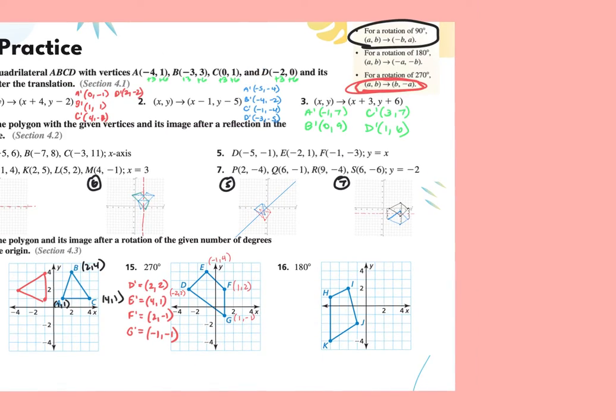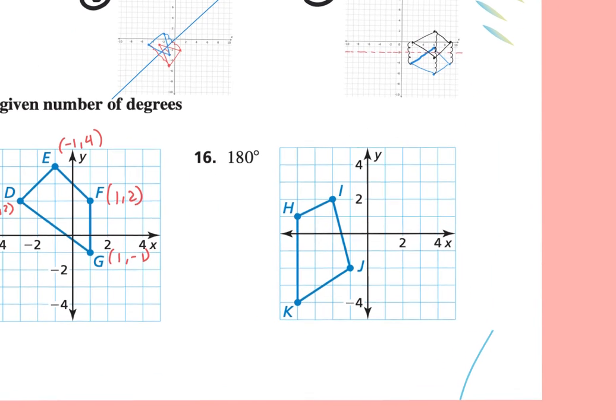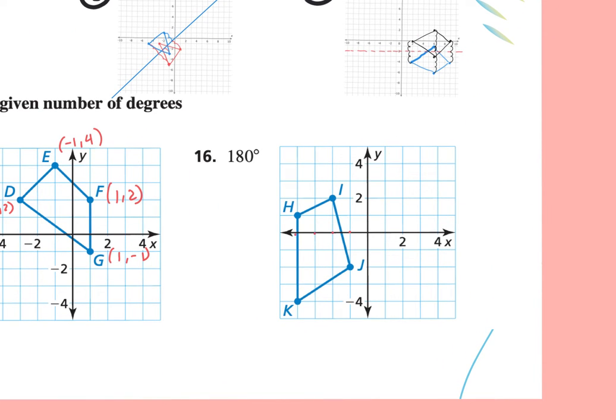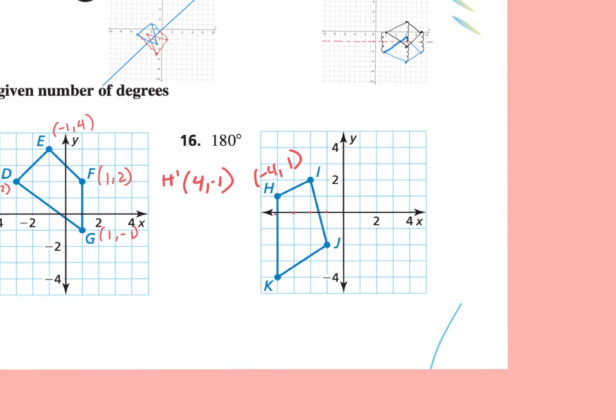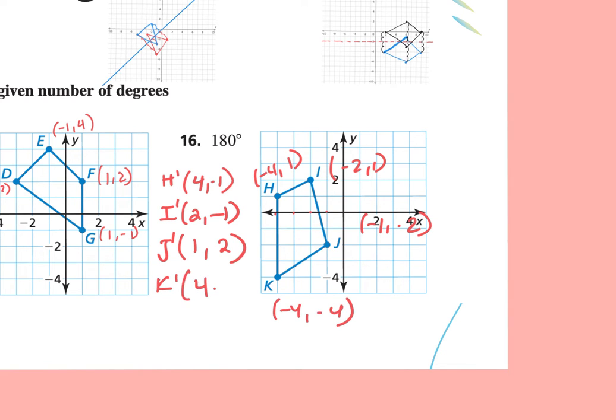And then 16, 180, I think is the easiest because you change the signs on both. So this would be 1, 2, 3, 4. This is negative 4, 1. So H prime becomes 4, negative 1. I is negative 2, 1, so I becomes positive 2, negative 1. J is negative 1, negative 2, so this becomes 1, 2. And K is negative 4, negative 4, so that becomes 4, 4.